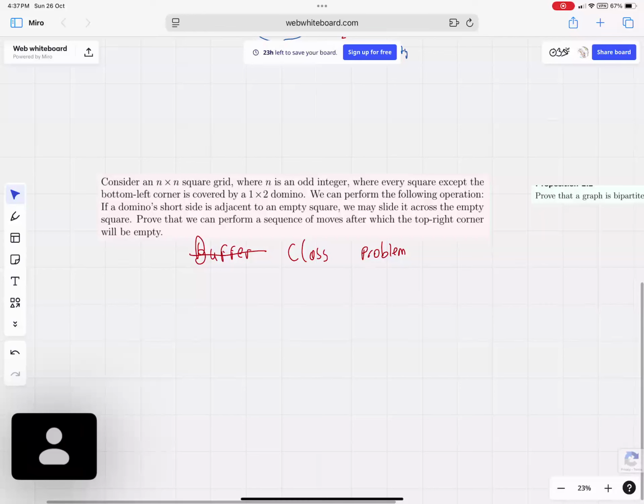Okay, start by trying out a few small cases, even if you don't like to do it. So I'll draw a small grid here. Note it says n is an odd integer.